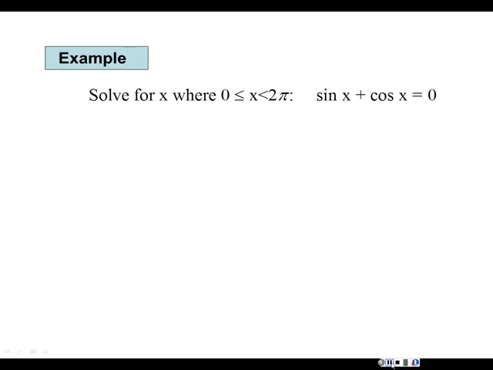Say it again. Sin x equals negative cos x. Then, after that, see, just as a tip, you always want to have one trigonometric function in one equation. If you have more than one trigonometric function in one equation, it will be complex.